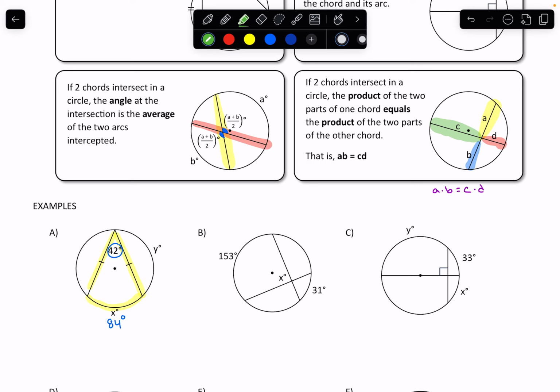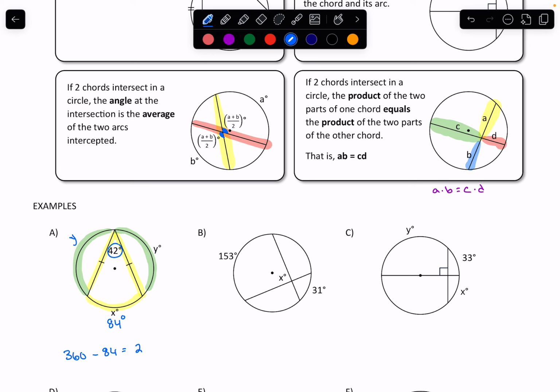Well, I've got two chords that are the same length, so that means the arcs that go with them, this arc right here and this arc right here, are the same length. So this is also length y. When I try to figure out what y is, I know that a circle is 360 degrees, and that yellow arc is already 84 degrees. So I'm going to minus 84, and I'm going to get what?